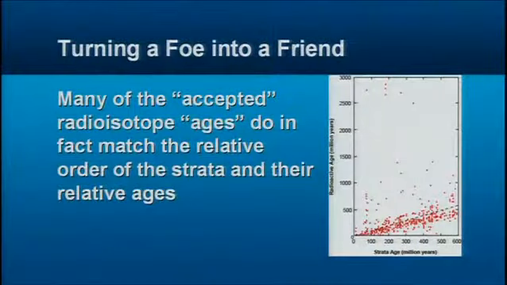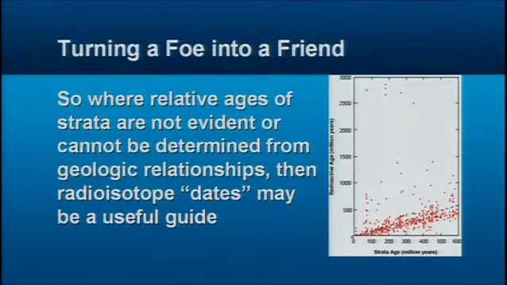Many of the accepted radioisotope ages, as I said, do match the relative order of the strata and their relative ages. So when we can't figure out the age of some rock layers from their immediate environments, it may be possible to use the radioactivity in the rocks as a guide to the relative age of these rock layers within the flood, whether it was early flood, middle flood or late flood. So we can still harness this method to our advantage.